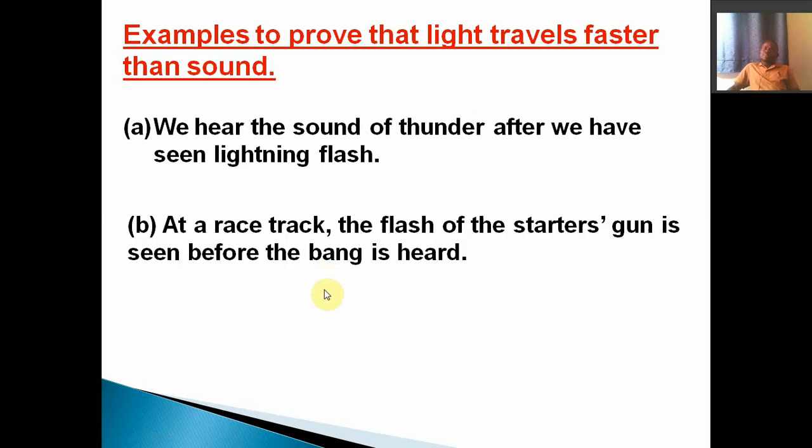That is why we always see lightning before hearing thunder. Let's go to the next one. At a racetrack, the flash of a starter gun is seen before the bang is heard. At a racetrack where people are racing, maybe cars, they always use what we call a starter gun to enable them to start. They tell them, on your marks, get set, go! Then they take off. Now, what always happens when they shoot the starter gun?